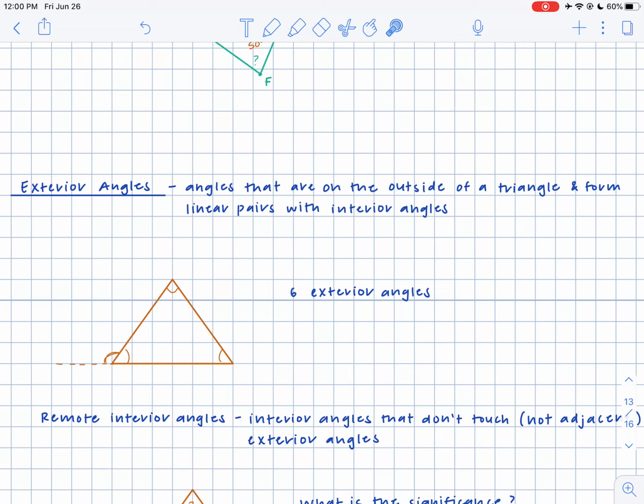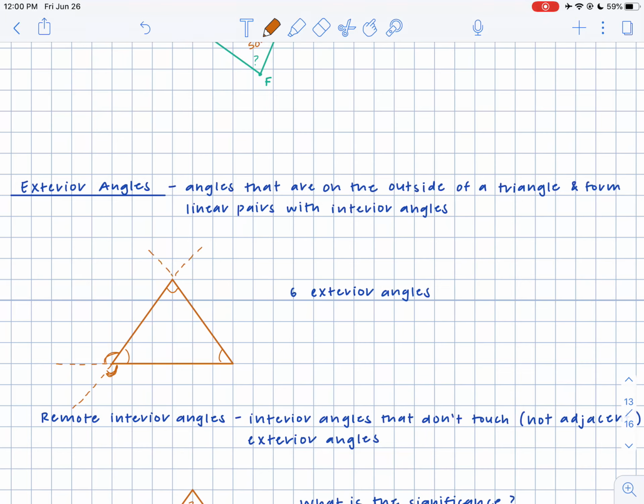Another thing to keep in mind is that for a triangle, there are 6 exterior angles in total. So there's one here. If we were to continue segment AB, if we continue segment AC, we would form another exterior angle here. And if you just focus on this line, you can see that this exterior angle forms a linear pair with this interior angle. Because of this line, these two should add up to 180. Because of this line, these two should add to 180. And this will be the case for all the 3 vertices.